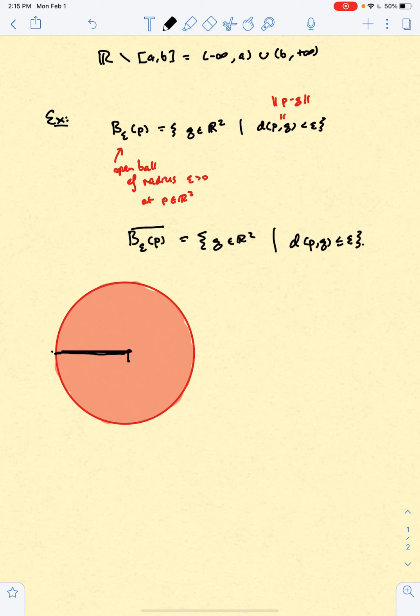Let's say, well, we'll use the line. This is epsilon, this is P, and the boundary here would be some point Q where the distance from P to Q is exactly epsilon.